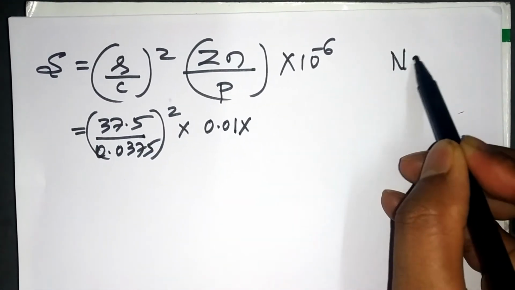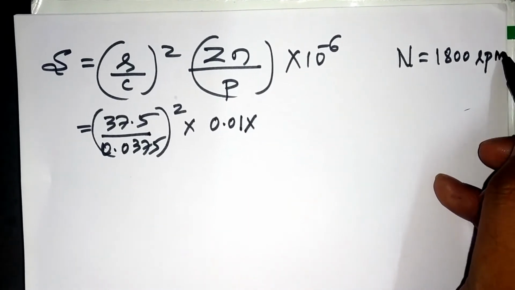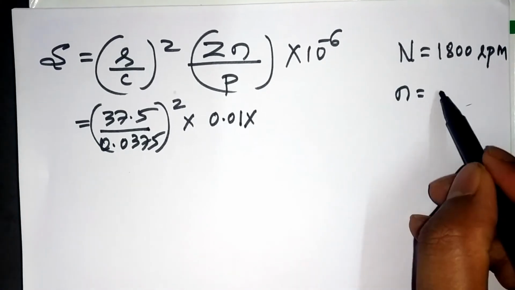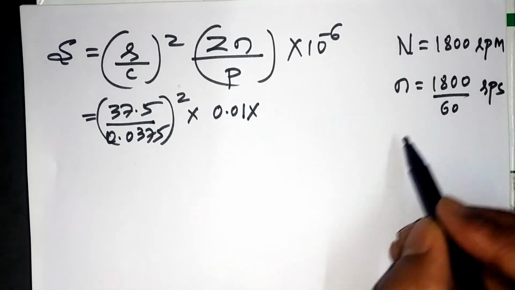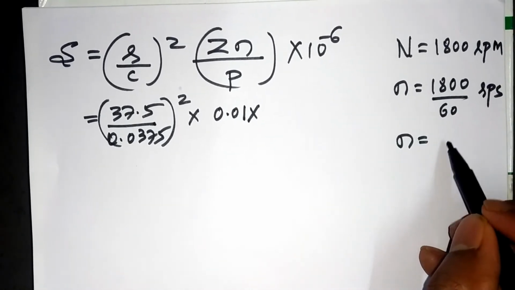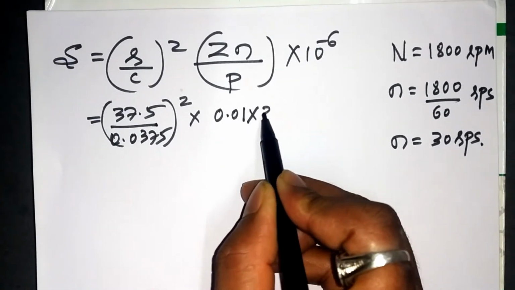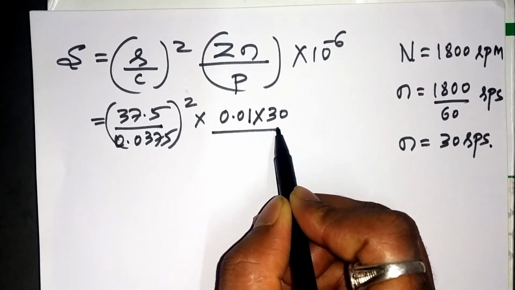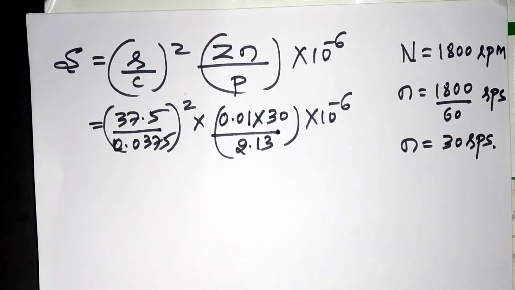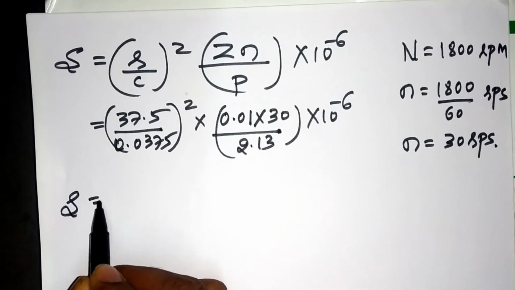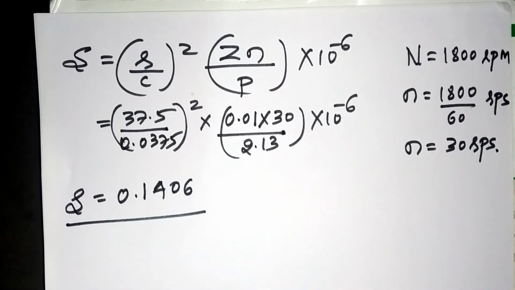Since capital N is given to be 1800 RPM, in order to get my small n, 1800 divided by 60, so that I'll get it in RPS. From this I'll get the speed as 30 RPS. Now that value I'm going to substitute here, divided by the P value that you calculated as 2.13 into 10 raised to minus 6. After calculating this, I'll get my Sommerfeld number as 0.1406. So this is my Sommerfeld number.